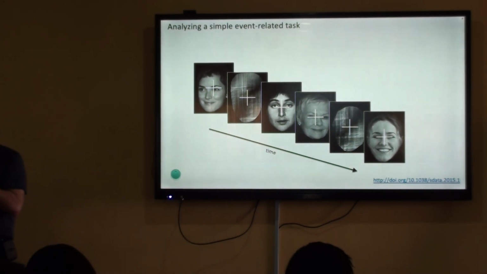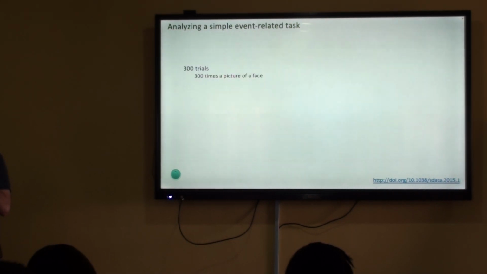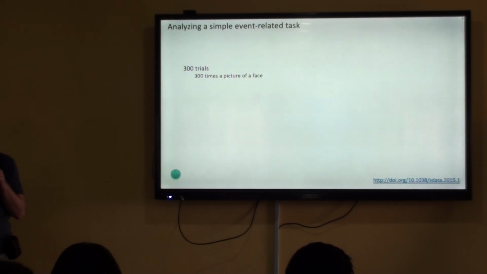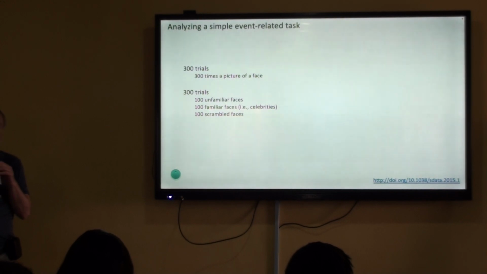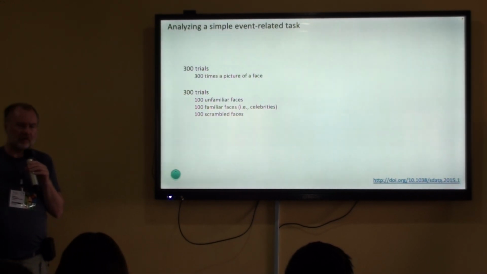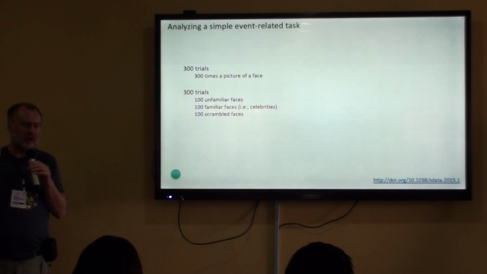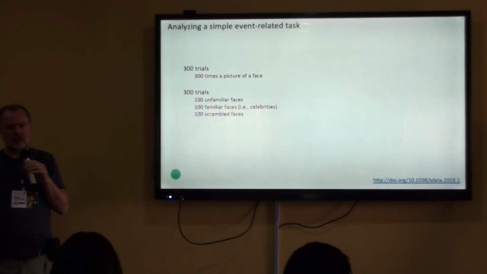So this study was designed such that we can, in this study 300 pictures were shown. So the first thing that you can do is analyze what's the response of the brain to a picture, or to a picture of a face. But there's more detail to this, because 100 of these pictures were unfamiliar faces, 100 were famous faces, and 100 were scrambled faces. So rather than looking at the response to a picture of a face, you could ask what's the difference between unfamiliar faces versus familiar faces?